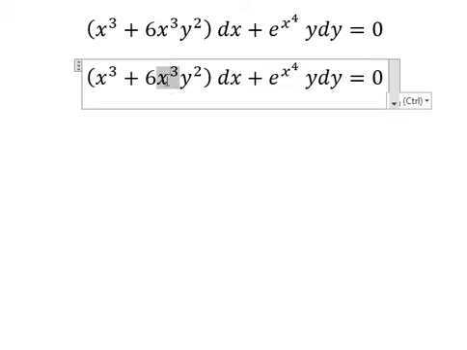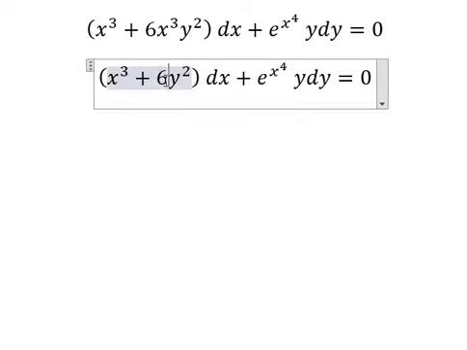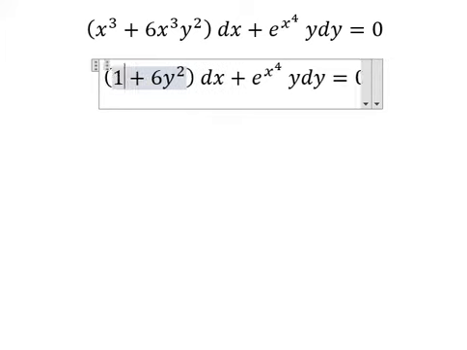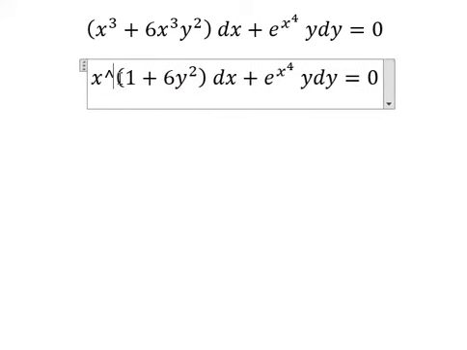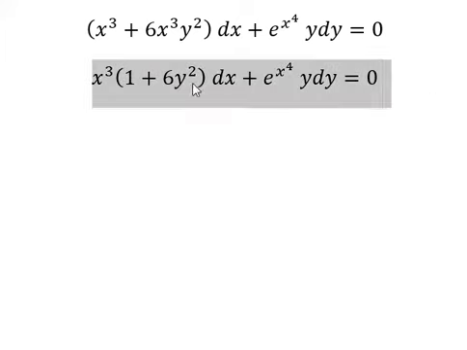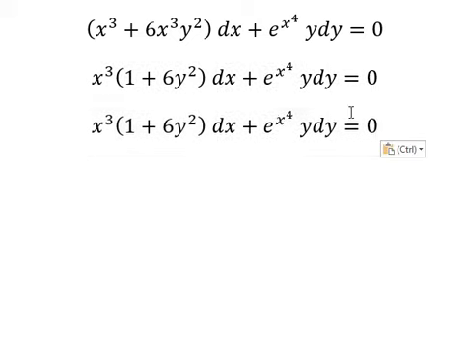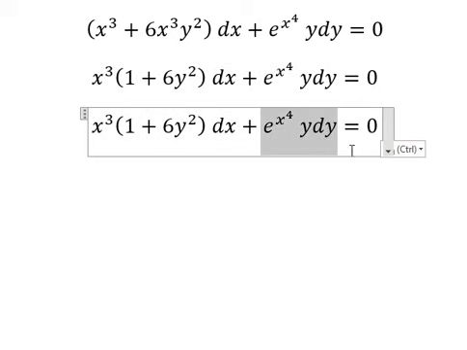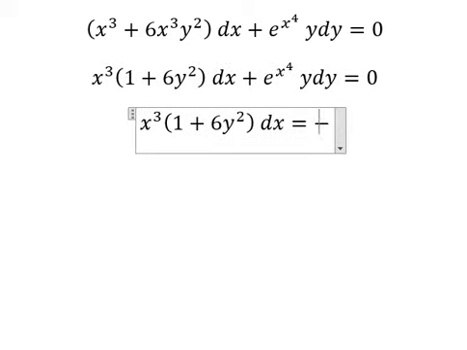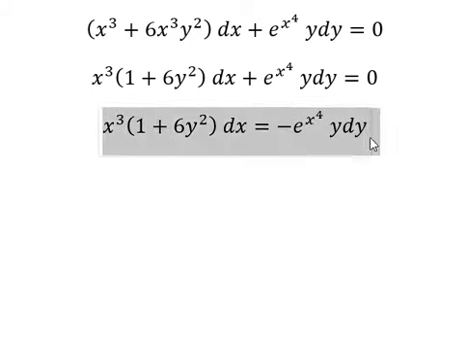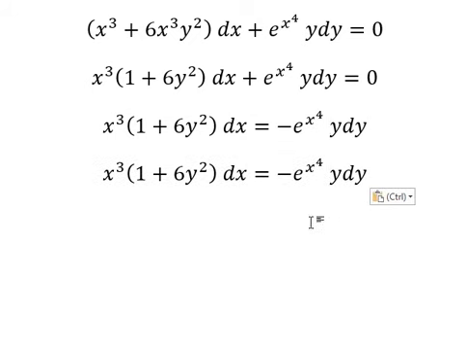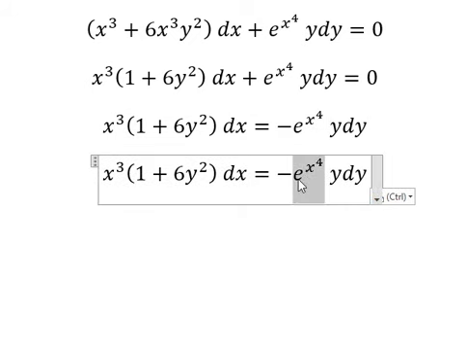We can do factorization by s to the power of 3. So I will put this one go to the right. Next, we divide both sides by e to the power of s to the power of 4 and 1 plus 6y squared.